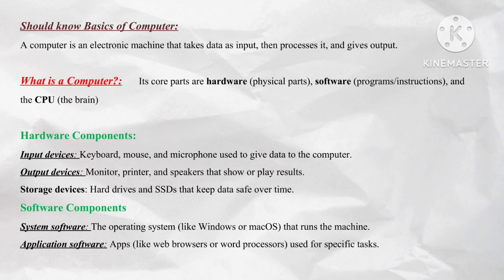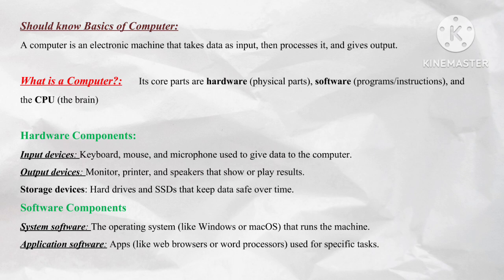Its core parts are hardware (physical parts), software (programs or instructions), and the CPU, the brain. Hardware components consist of: 1. Input devices, they are keyboard, mouse, and microphone used to give data to the computer. 2. Output devices, they are monitor, printer, and speakers that show or play results. 3. Storage devices are hard drives and SSDs that keep data safe over time.